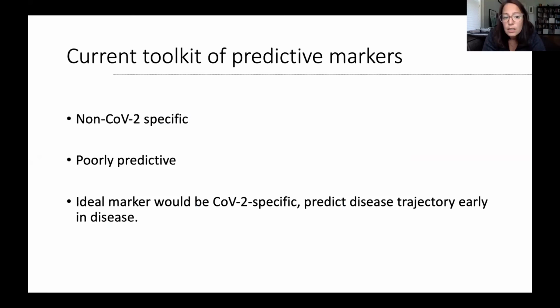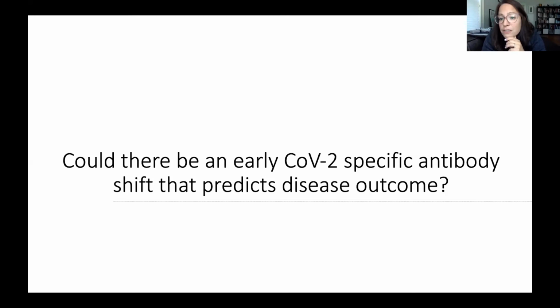And so we began to think about the fact that the markers that we currently have in our toolkit are not specific to this virus. They can come up in any respiratory infection or really any type of infectious disease or non-infectious disease. They are poorly predictive. They don't come up early enough to help inform clinical trajectory. And so what we'd like to do is to identify some markers that are coronavirus specific that could predict disease course. So we asked ourselves a very simple question: can we begin to use this heterogeneity of antibody profiles to help us understand disease outcomes?